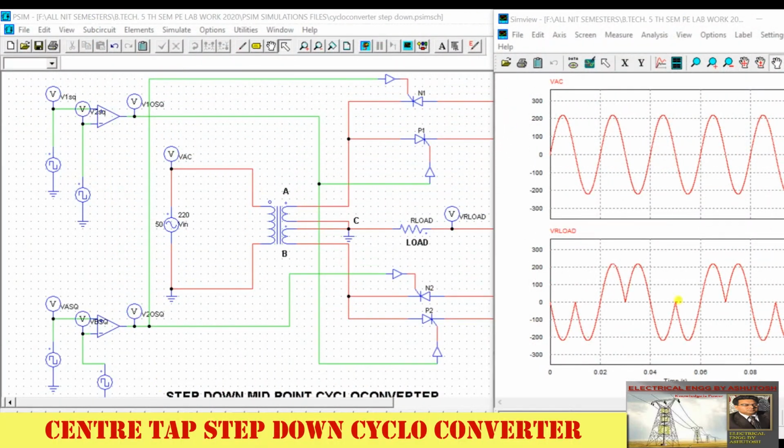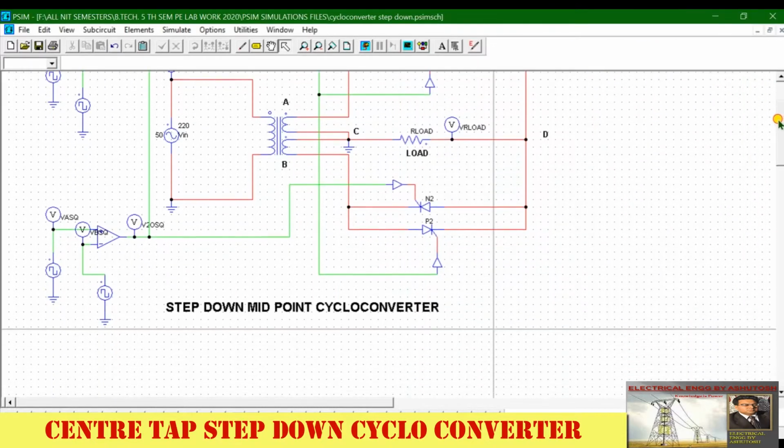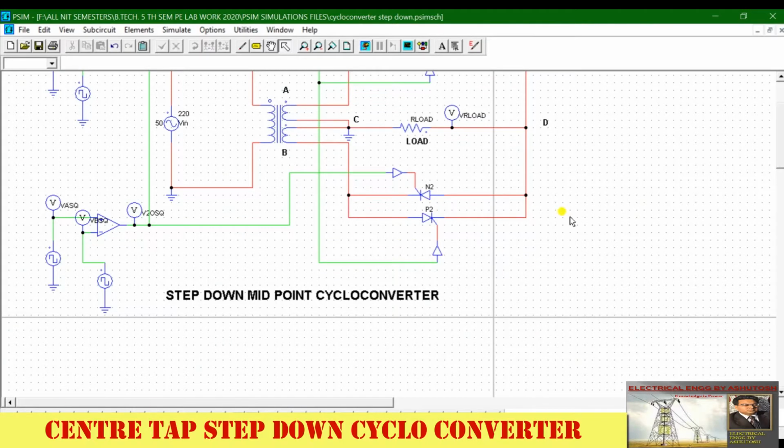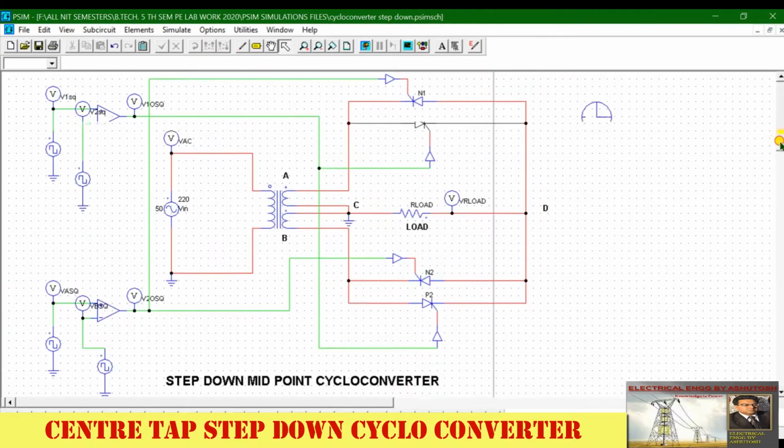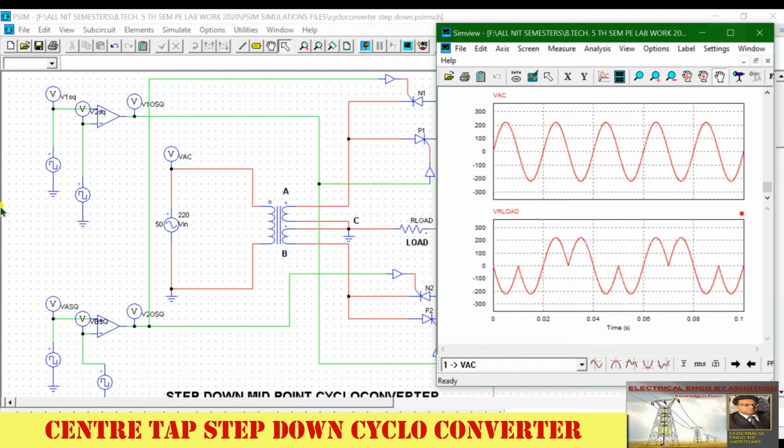So hello and welcome guys in this next tutorial video lecture of power electronics, where I have presented over here a step down midpoint cycloconverter. Guys, I have already prepared the midpoint step down cycloconverter, and these are the waveforms. So I welcome you all in this video tutorial session. So this is the circuit and these are the waveforms.